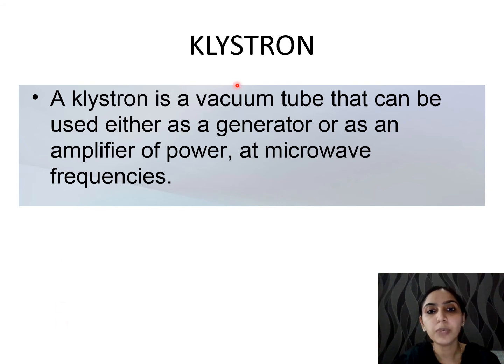Now we come to a very important topic, that is klystron. Klystron is basically a vacuum tube that can be used either as a generator or as an amplifier of power at microwave frequencies. So in this section we have to study the complete analysis of klystron, that is basically the working principle, figure of klystron, then the complete analysis, uses, etc. of klystron.